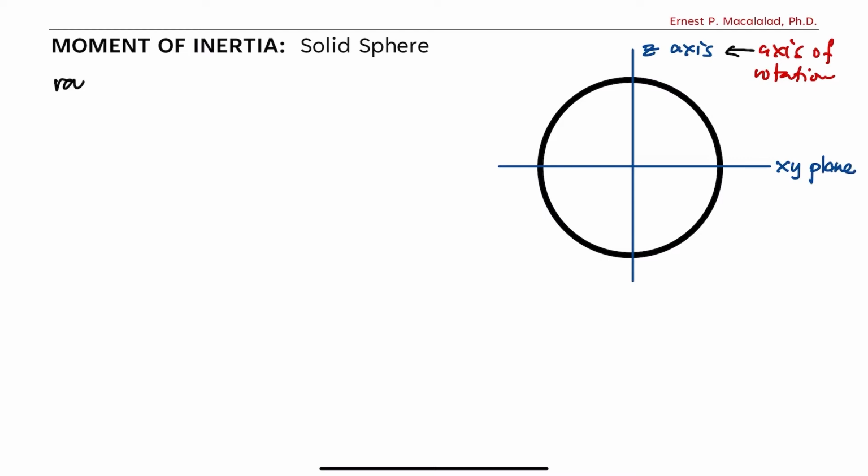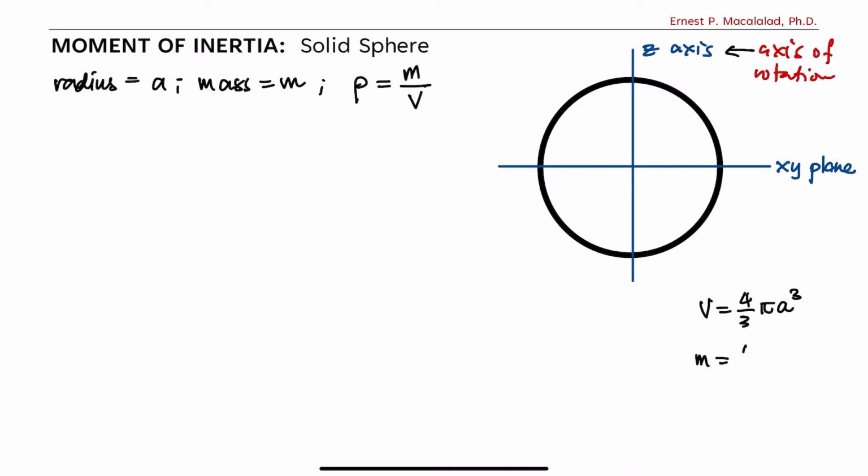So let's say the radius of the solid sphere is a and the mass is M. And if this is a solid sphere, this is a three-dimensional problem. So therefore, rho will be equal to mass divided by the volume. And let's assume that this is, for now, a constant. So the total volume, therefore, will be equal to 4/3 pi a cubed. So therefore, the mass would be 4/3 pi a cubed times rho.